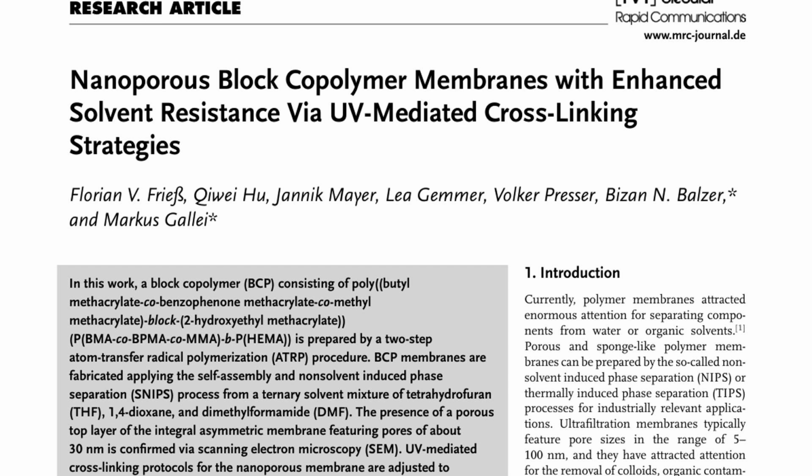They describe the synthesis of the BCP, P(BMA-co-BPMA-co-MMA)-b-PHEMA, using a two-step atom transfer radical polymerization (ATRP) procedure. They explain that the incorporation of benzophenone methacrylate, BPMA, as a UV cross-linkable monomer allows for the formation of cross-linking sites within the matrix-forming block segment of the membrane.